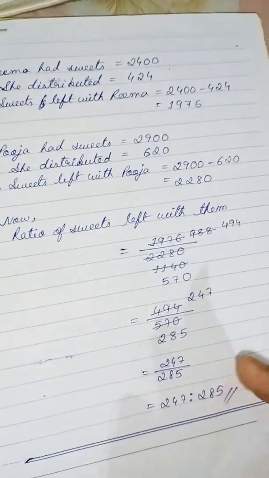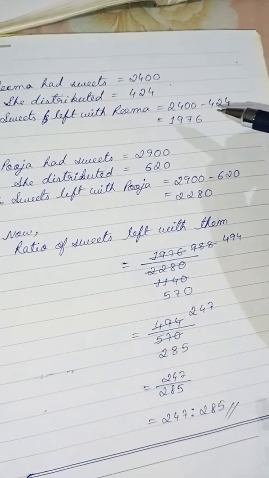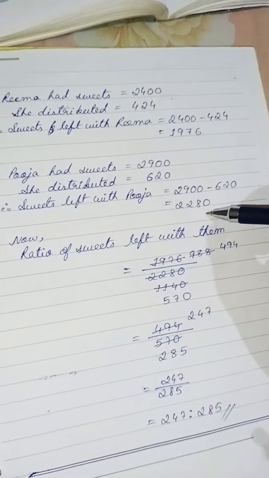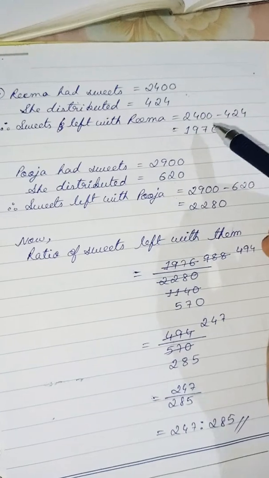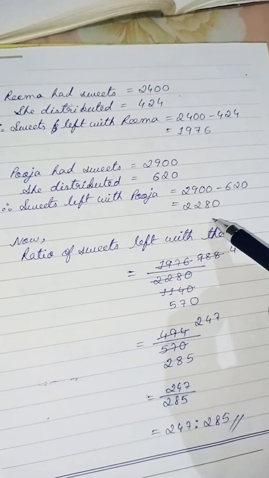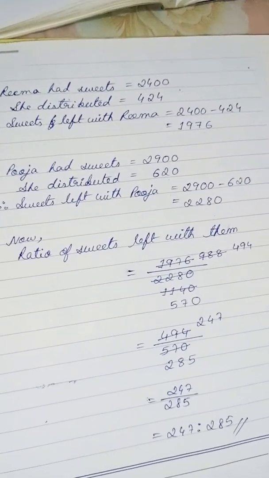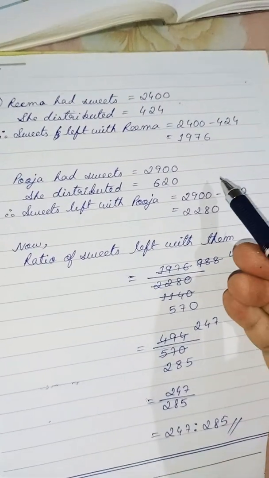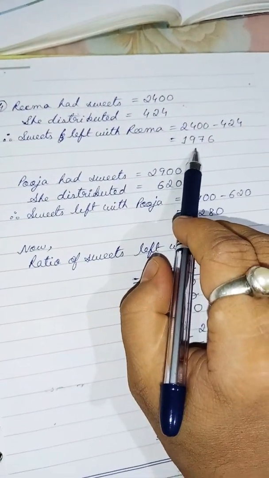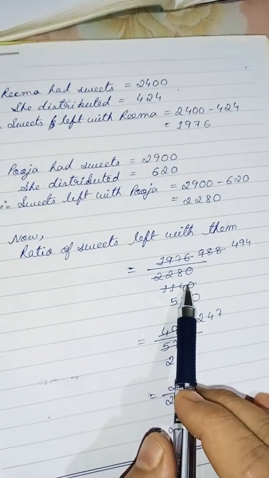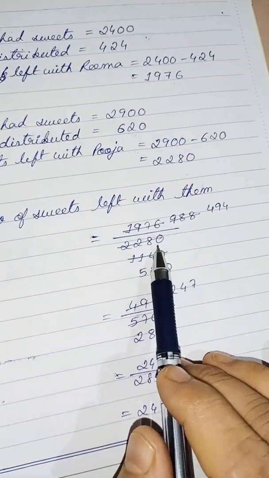Now because it is not said whom to whom, when it is not mentioned, by default we take it first to second. Okay, if it is mentioned then good, if it is not mentioned then by default you will take this one first and this one second, because it is directly written ratio of sweets left with them, but whom to whom is not given. So when it is not given, you always take the first one first and the second one will be taken in the denominator.